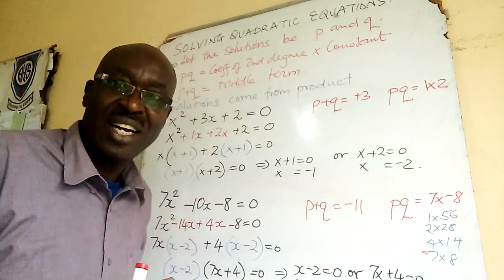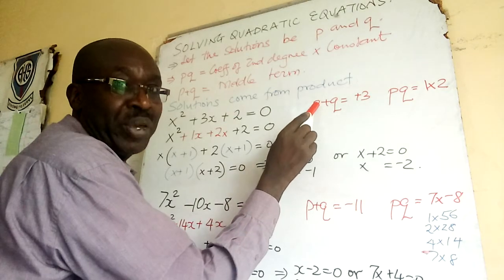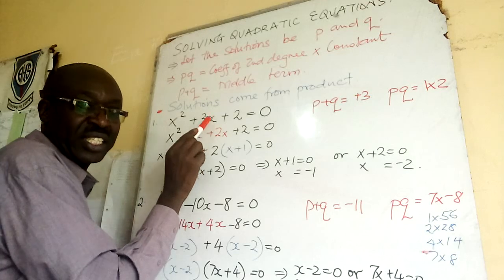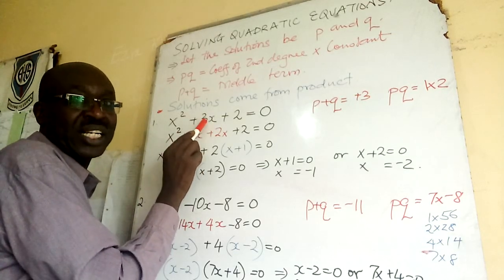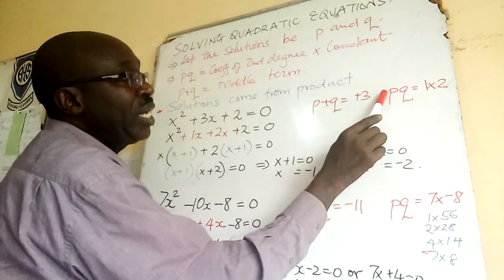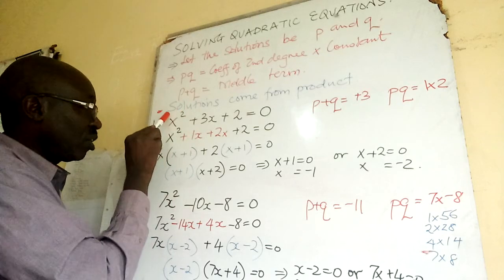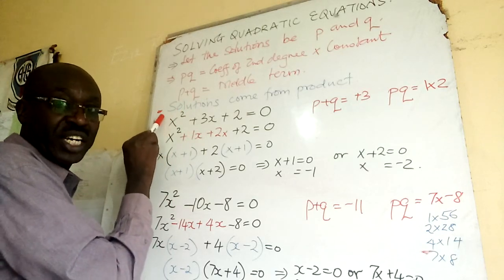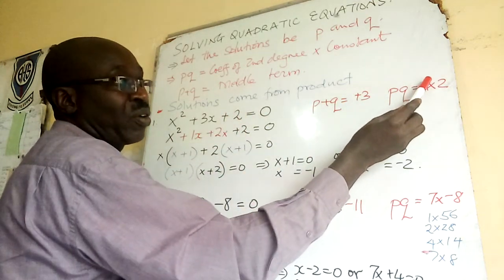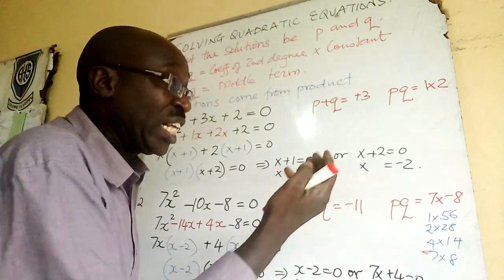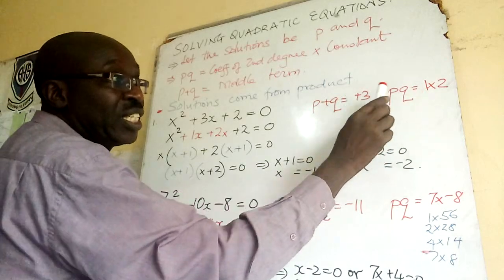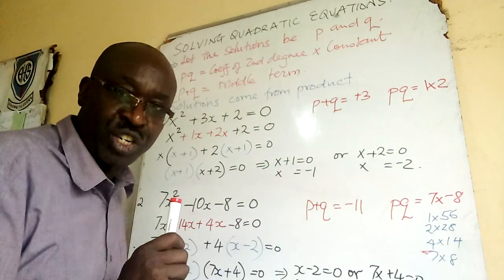Procedure: P plus Q is equal to the middle term. So the middle term, I don't write x, just the number plus x, this. Then P times Q, coefficient of second degree multiplied by constant. Coefficient of second degree times constant. This is what is going to propel the answers. This. Now, how do you go about it?